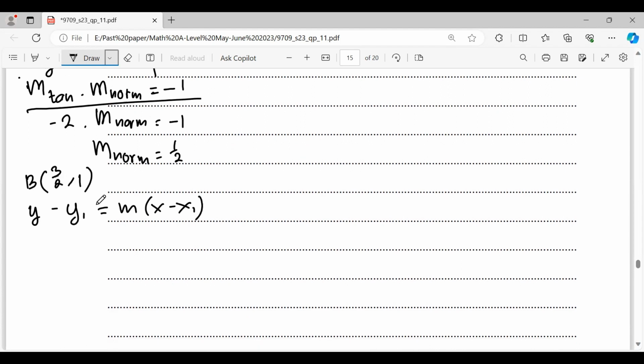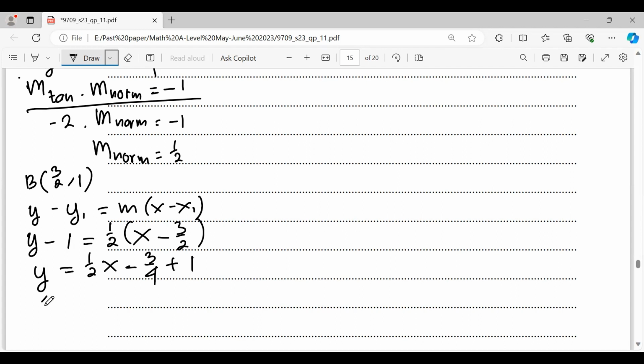Okay, we are going to find the equation of the normal through this formula. y minus 1 equals m times x minus 3/2. y equals half x minus 3/4 plus 1. y equals half x plus 1/4.